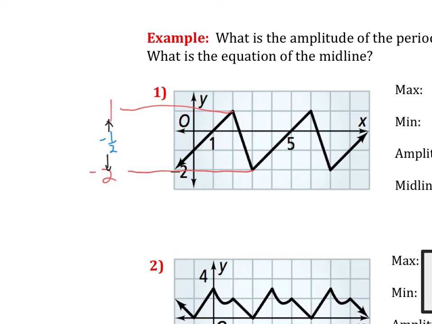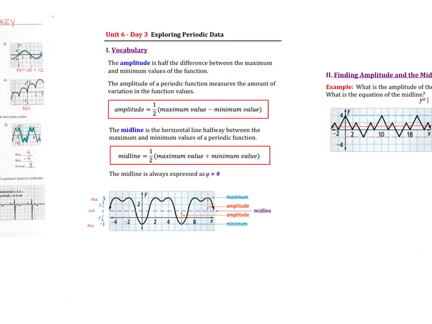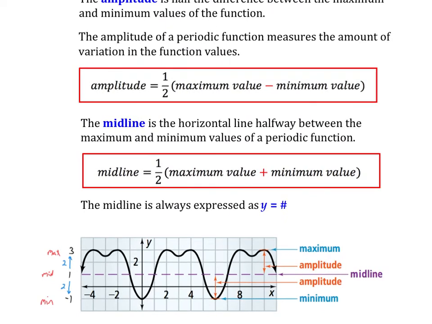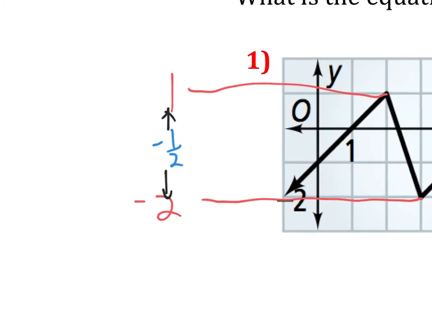Well, you could use those formulas as we discussed before if you're a formula fan: 1/2 of 1 minus -2, or 1/2 of 1 plus -2. You could do that. Or you've got to think of this logically, right? If I'm at -1/2, I'd have to take 1.5 steps to get to a +1. So my amplitude would be 1.5 or 3/2.